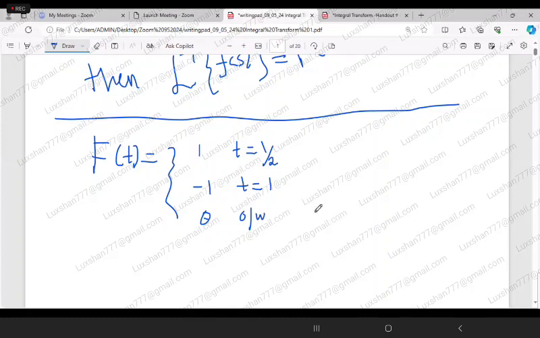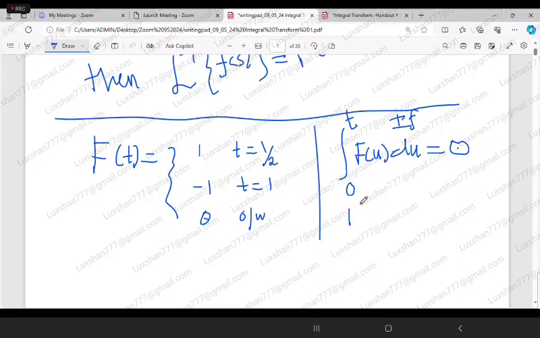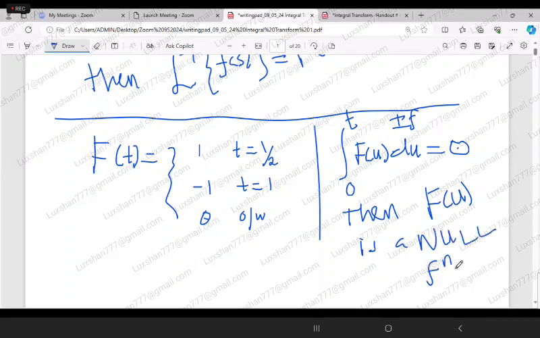Okay. So null function, what is the definition of null function? The integral from 0 to t of F(u) du equals 0. If this is 0, then we say F(u) is a null function. Null function. Okay. So this is the definition of null function.